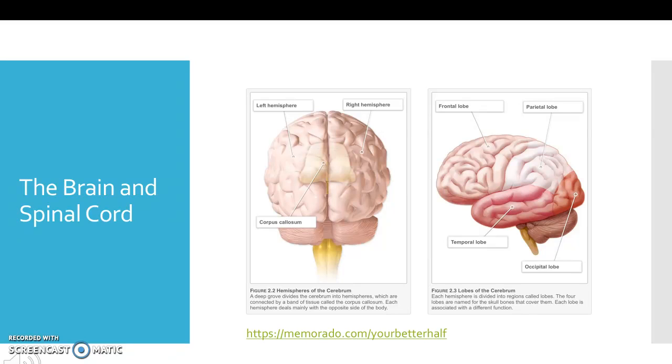In between the two hemispheres is a deep groove that divides the cerebrum. The hemispheres are connected by a band of tissue called the corpus callosum. The corpus callosum is responsible for connecting communication between both sides and transmitting neural messages.